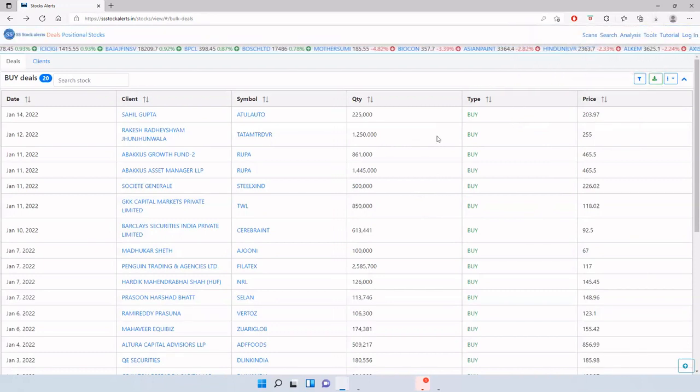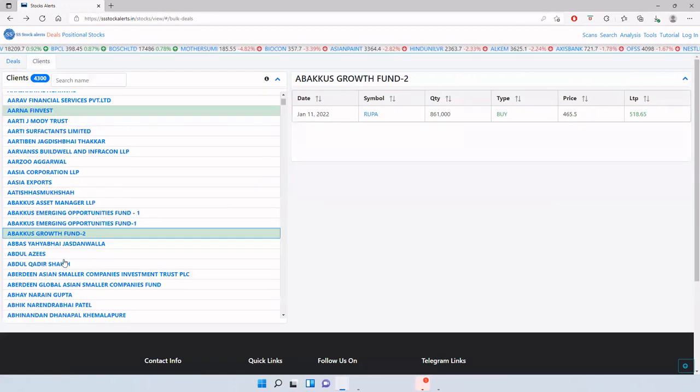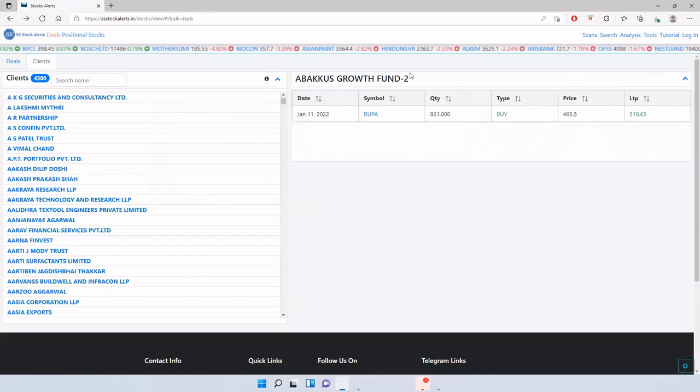And suppose I want to follow some big guys, the clients. So how can I do that? Just click on the clients. So here all the clients' information will be available. For example, this is one of the clients. Here they bought this, and this is the price they bought at, and this is the current price. So it is in profit.